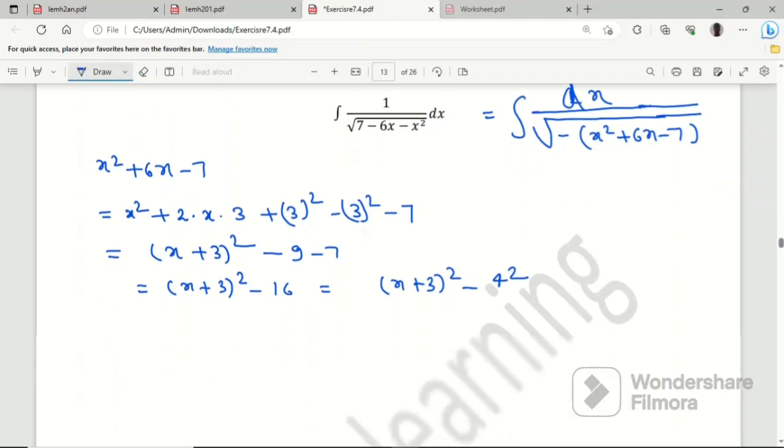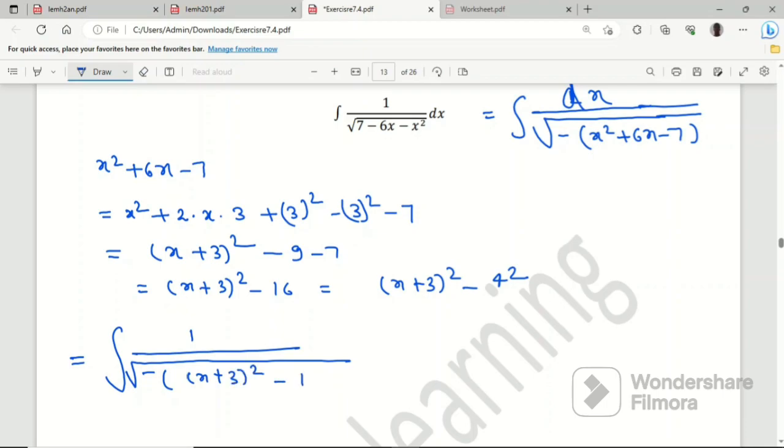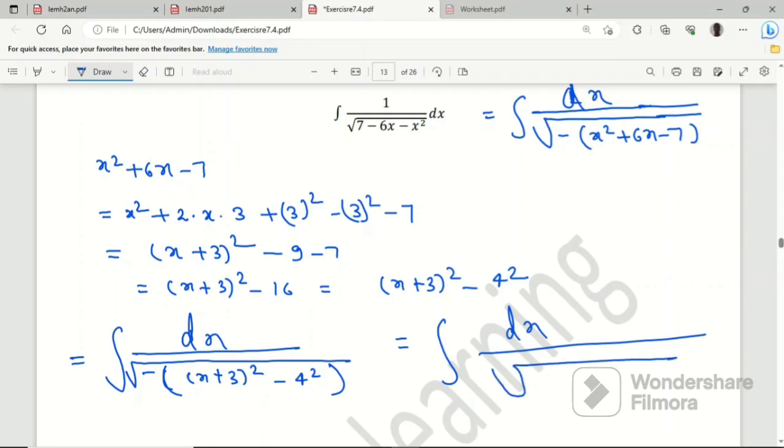So now I have the quadratic equation. I can write x square plus 6x minus 7 as this expression. So I'll replace this quadratic equation by the required expression. So I'll write minus sign, I will take (x plus 3) whole square minus 4 square. Now I can write dx upon under root 16 minus (x plus 3) whole square.